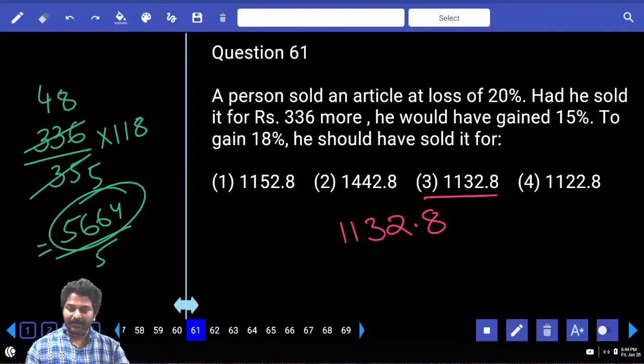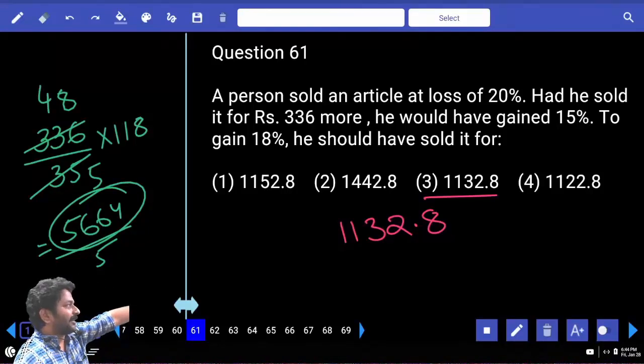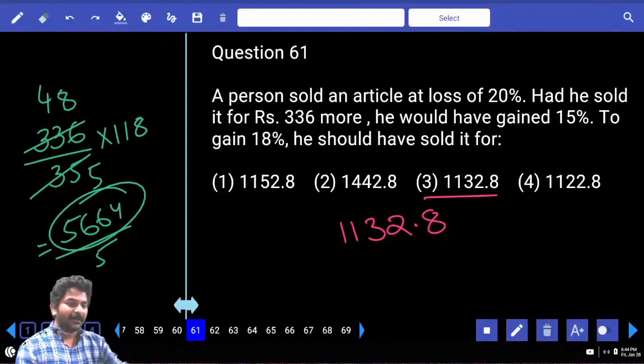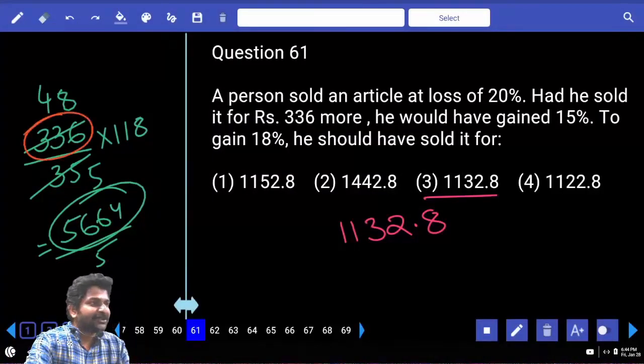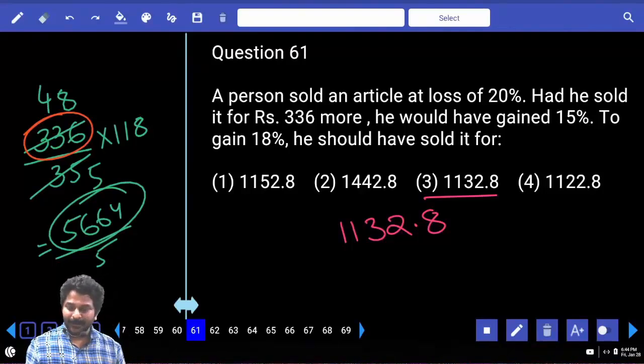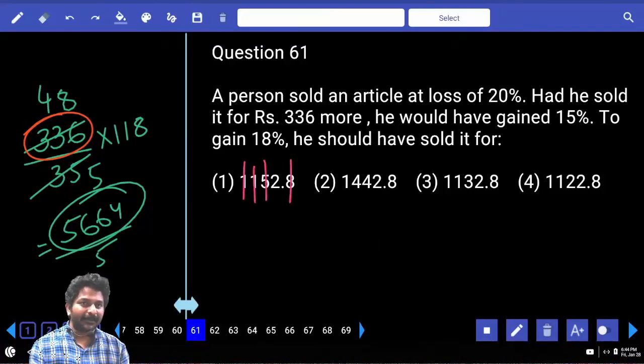Yes, got the one more logic also. See, our step was 336 divided by 35 into 118, right? 336. Which multiple is this? 3 multiple. In denominator, do you see any 3 multiple? Then answer must be 3 multiple. Come on. 8 plus 1, 3 multiple. 5 plus 1, 3 multiple. Leftover number is not 3 multiple. So it cannot be your answer. Correct?